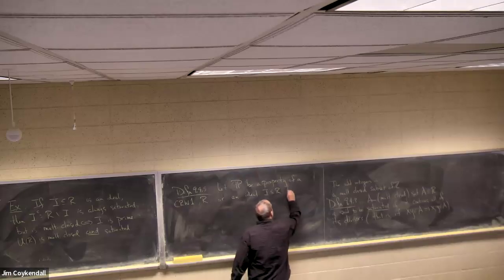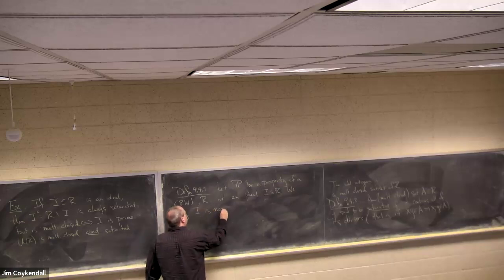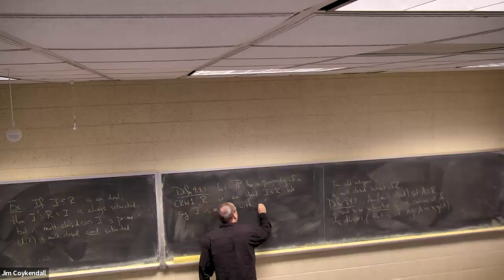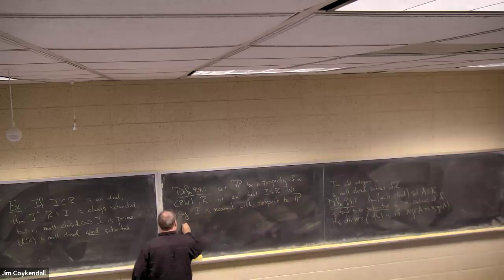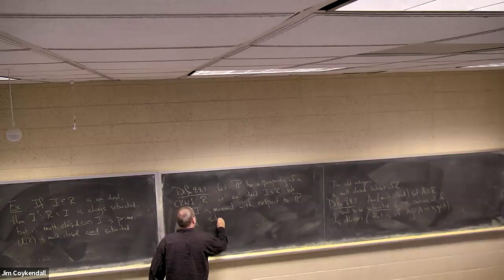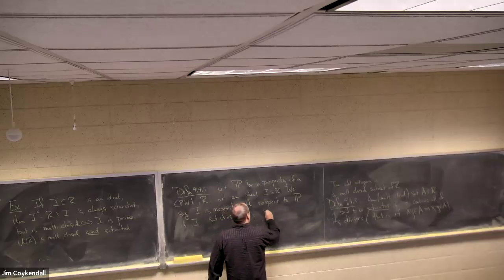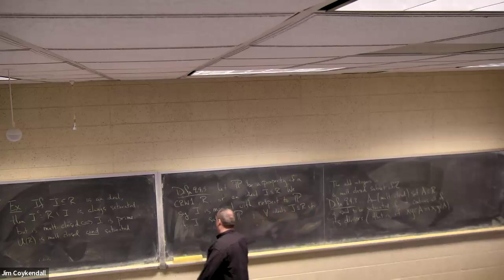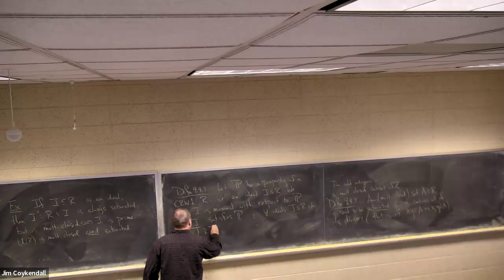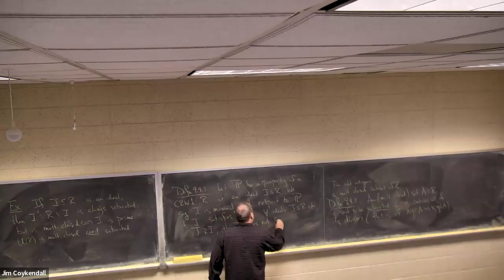We say I is maximal with respect to P if I satisfies P, that it conforms to whatever the property of P is, and for all ideals J in R such that J strictly contains I, then J does not satisfy P.